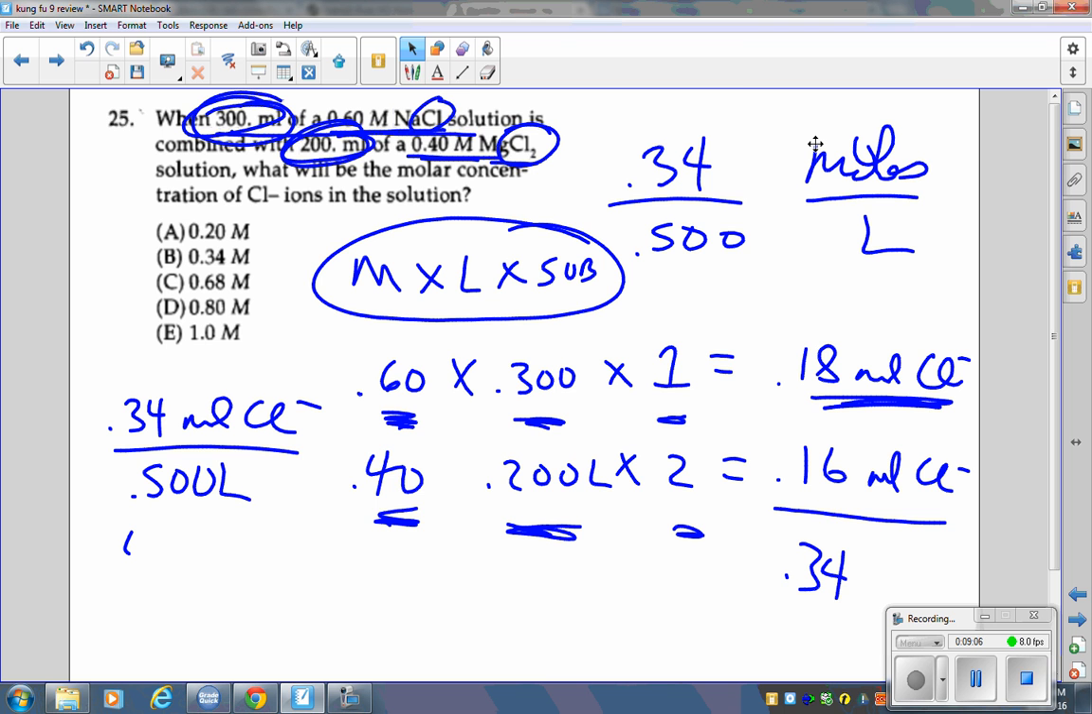Bam! 0.68. Boom shakalaka. That's how you do it. It helps for some quick solve stuff. The key thing for this one is you gotta remember subscripts. So you gotta remember the subscripts: M times L times subscript anytime they talk about ions.